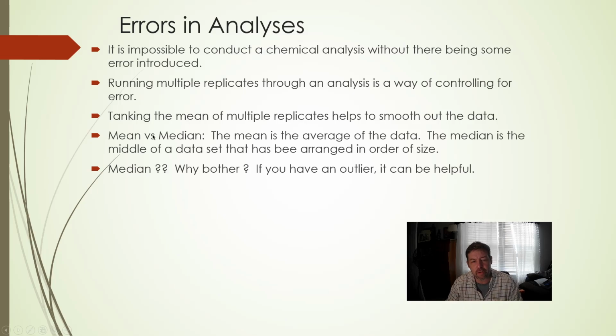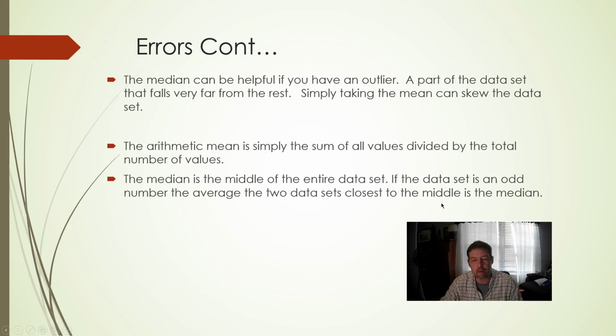Real quick, let's talk about the mean versus the median. The mean, of course, is the average of the data. The median is the middle of the data set: you arrange the data set in order of magnitude, and you pick the one that's in the middle. Why would you bother doing that when the average seems to be much more useful? It's good if you have an outlier. If you lay the data out in terms of magnitude and everything is pretty much close to the number 10, and all of a sudden you have a sample that's 25, it's evidence that you might have an outlier. So it's good to keep median in the back of your head as something that can be useful.